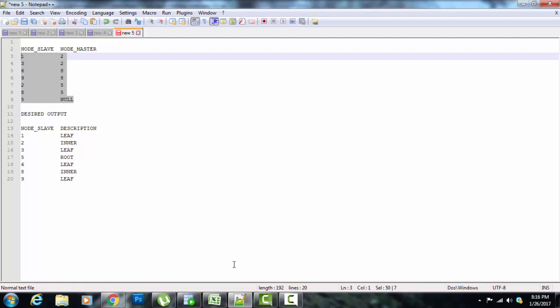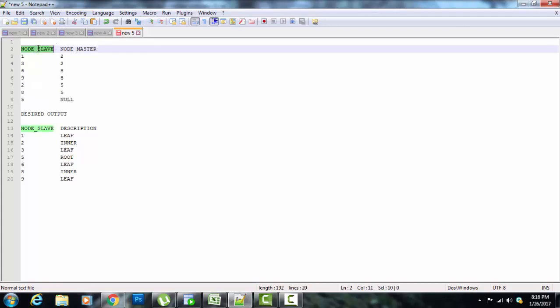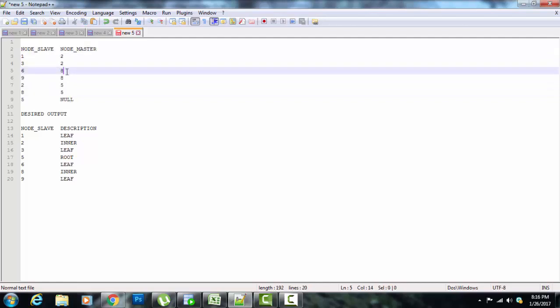Today I would like to discuss one important scenario based SQL interview question. I have an input data as below, like as shown here. I have two columns, node slave, node master. This data actually represents the tree structure if you observe.